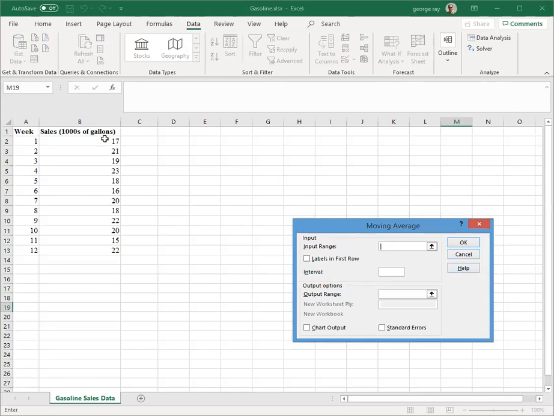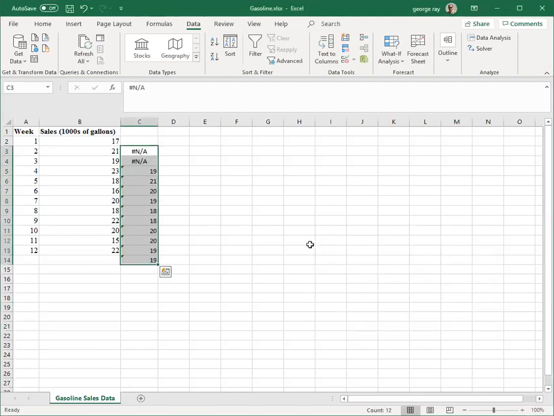So I'm going to select for the input range B1 through that. Labels are in it. And I'm going to put 3 in as an interval. In other words, I want to go back every 3 values. Okay, so then my output range, I'm going to put in C3. Click OK. And then we get our particular values for this.